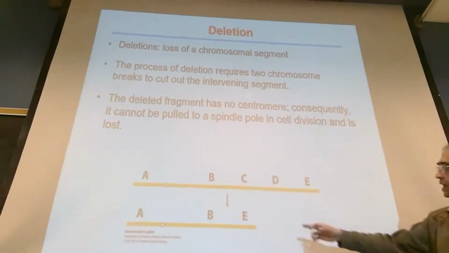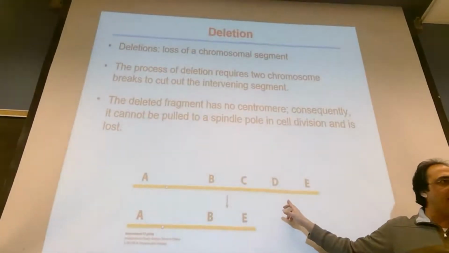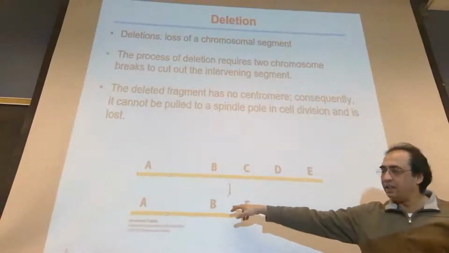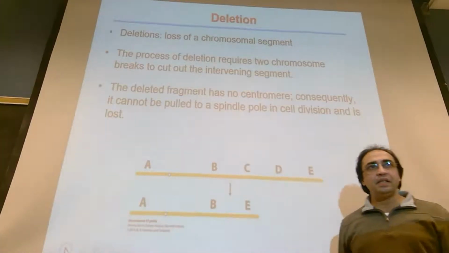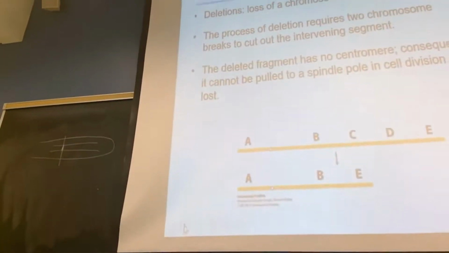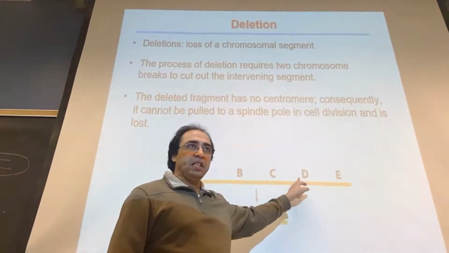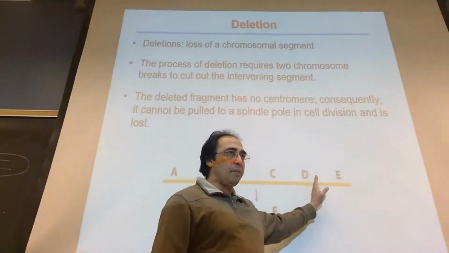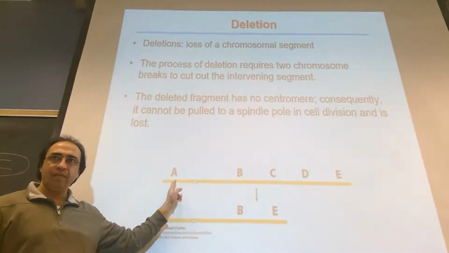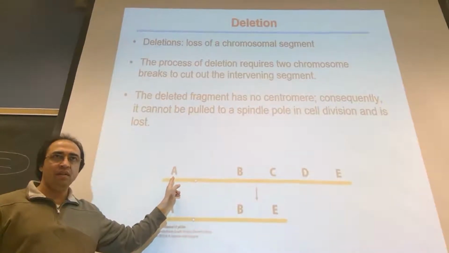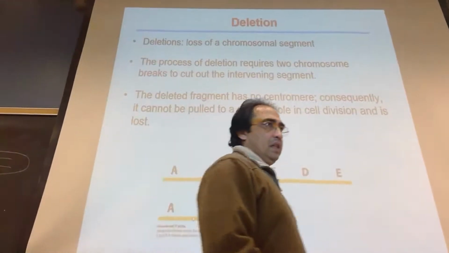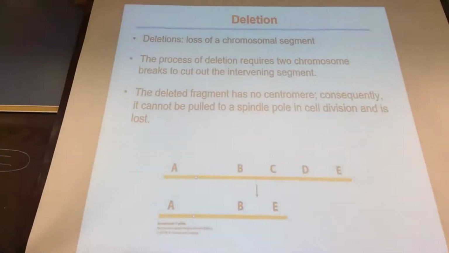Or there could be a break here in this CD gene, and this part is lost. In such case, we could have this kind of deletion. Deletion means absence of one chromosomal segment, a certain part of the chromosome. If it is other than the centromeric part, there is no problem of cell division, and it can go to the gamete. But if the deleted part contains the centromere, then it will not go to the gamete. Why? There is no centromere.